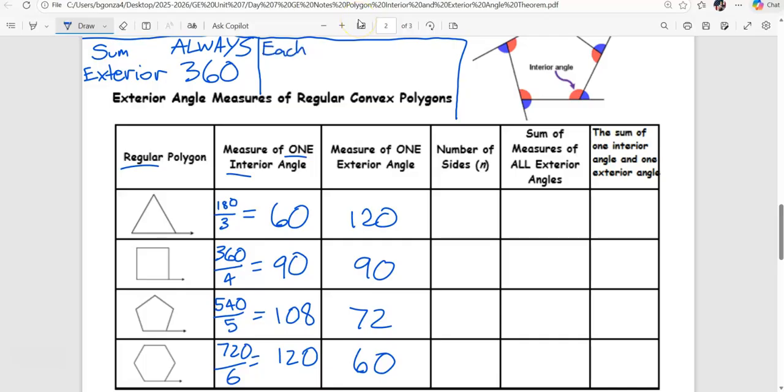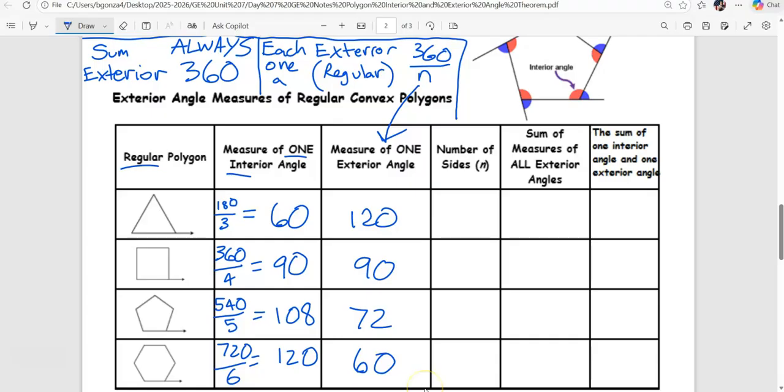Each one or a exterior, and it has to be of a regular polygon, is going to be 360 divided by the number of sides. 360 divided by n, okay? That is another way to get one exterior angle, okay?